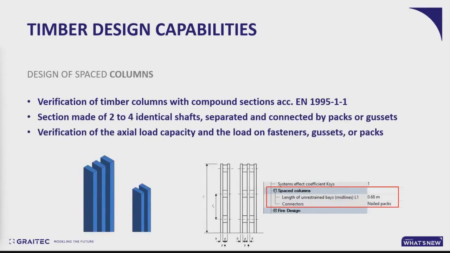The next point is also related to Eurocode and spaced sections, but refers to columns. Now we can verify timber columns with 2, 3, or 4 identical rectangular sections, separated and connected by packs or gaskets that are fixed by glue or mechanical fasteners. This verification checks the axial load capacity of such columns, as well as loads on connectors, considering their type and distance between them, all, of course, according to Eurocode 5 rules.